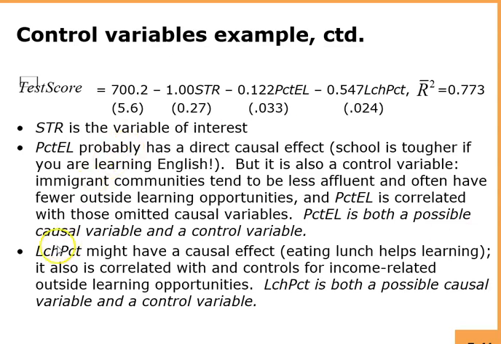Similarly, LCHPCT is also a control variable, which might have a causal effect, because obviously if you are eating well, it should add to your learning and eventually to your test scores. But it is also correlated with income or affluence, which is part of your residual, because students who are part of this program might not belong to affluent households. So it's both a possible causal variable and a control variable.